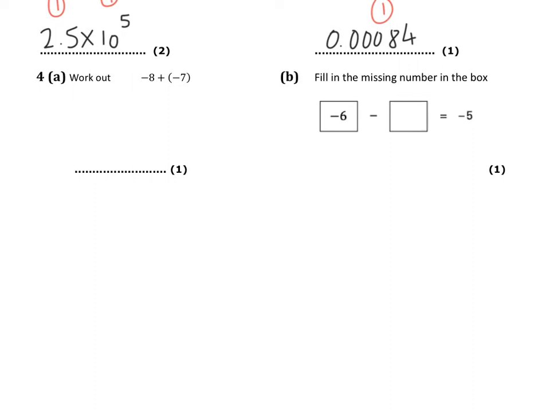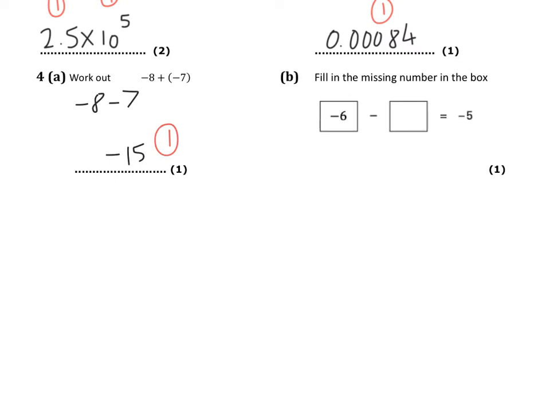Question 4, work out minus 8 plus minus 7. If you add a negative number, you are subtracting. And then if you imagine yourself at minus 8 on a number line and take off another 7, you get to minus 15. 1 mark for that.